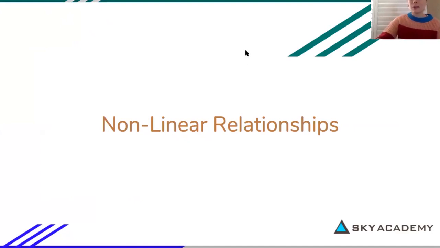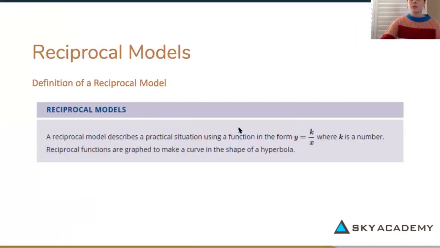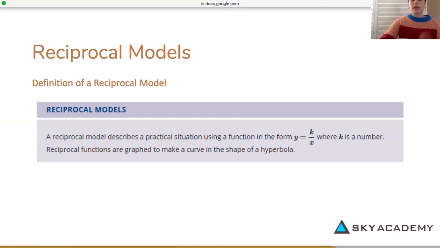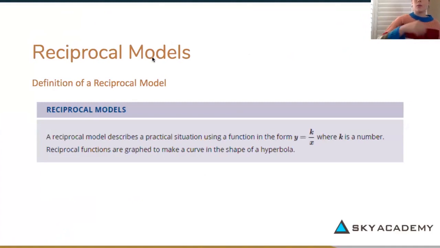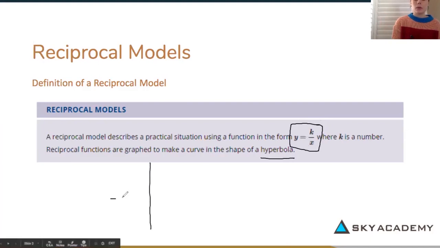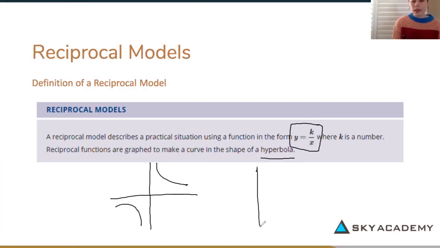So we had a look in our previous video at what a reciprocal function was, and we came to understand it as y equals k over x, where k is just a number, 1, 2, 3, or 4, etc. And it will create a hyperbola shape where there will be two lines in two opposing quadrants. So it could be in this quadrant and that quadrant if it is a positive, or it could be in this quadrant and this quadrant if it is a negative.